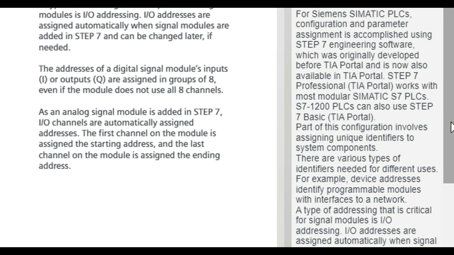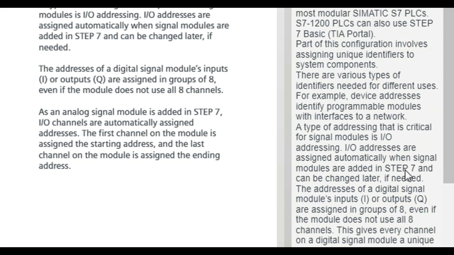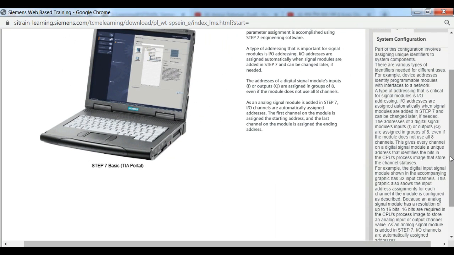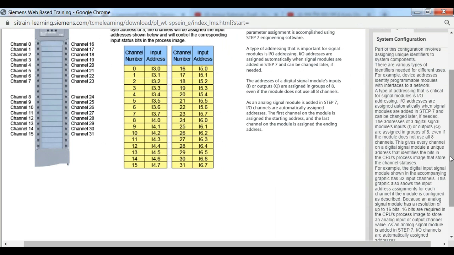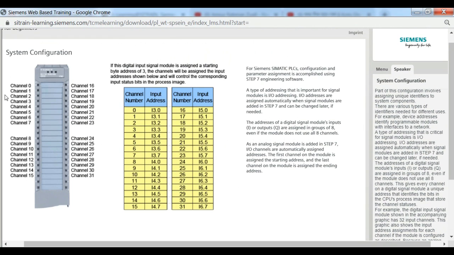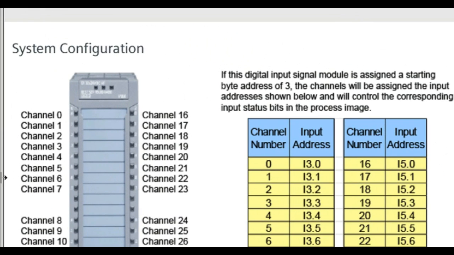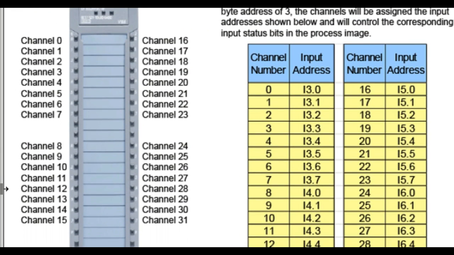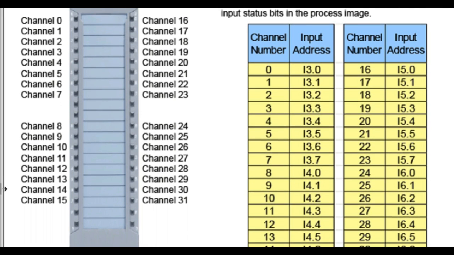Part of this configuration involves assigning unique identifiers to system components. There are various types of identifiers needed for different uses. For example, device addresses identify programmable modules with interfaces to a network. A type of addressing that is critical for signal modules is I/O addressing. I/O addresses are assigned automatically when signal modules are added in Step 7 and can be changed later if needed.